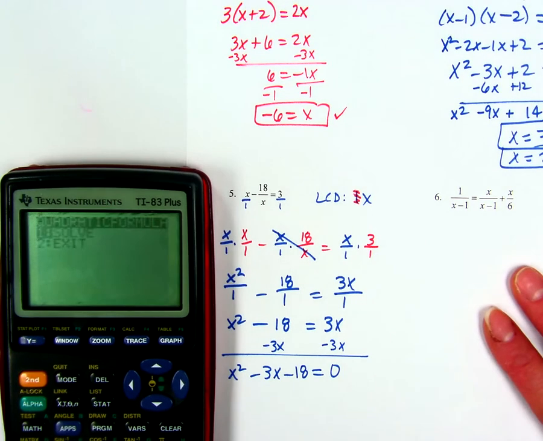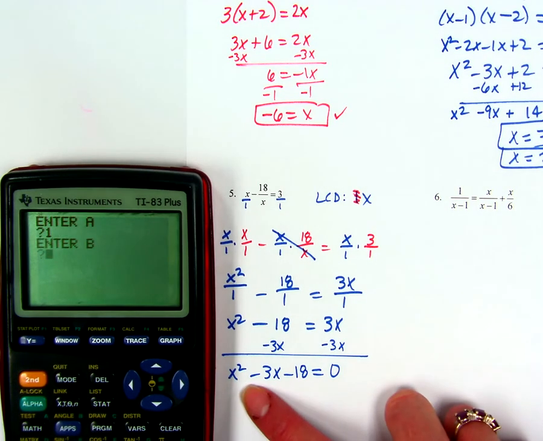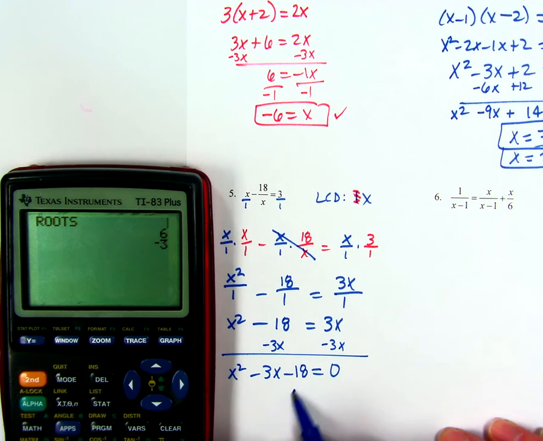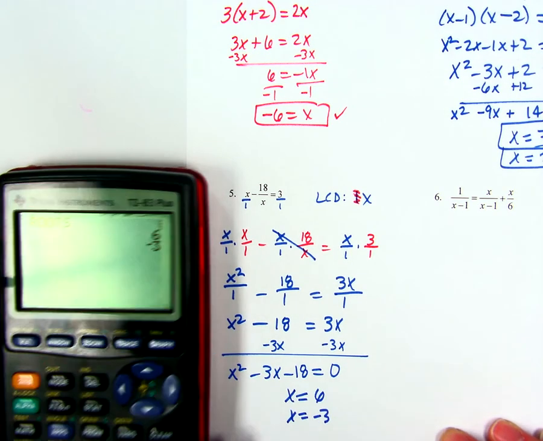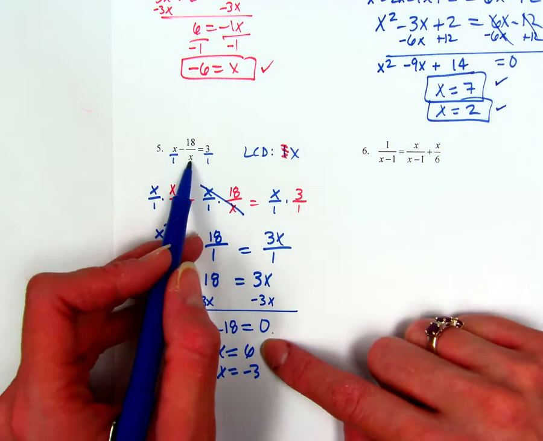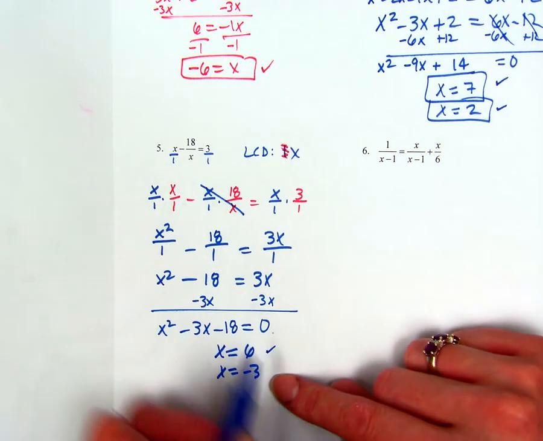So if I do that, I'm just going to start over. A is 1, B is negative 3, and C is negative 18. So my answers are x equals 6 and x equals negative 3. All right, so now double check. 6, that's okay. Negative 3, that's okay.